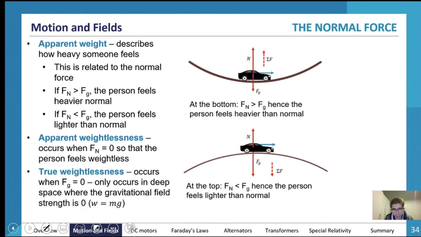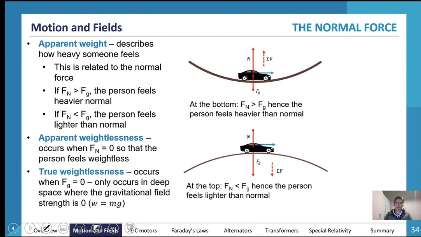Now, I do need to cover one small thing before we continue, and that is apparent weight, apparent weightlessness, and true weightlessness. Now, this is not technically speaking directly on the study design, but VCAA still assumes you know it. So that's why I'm explaining it.